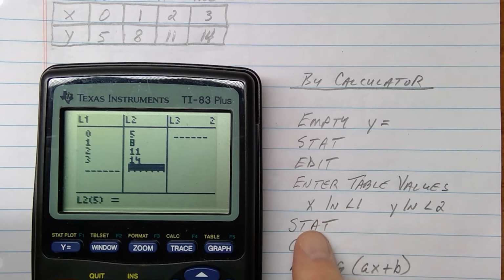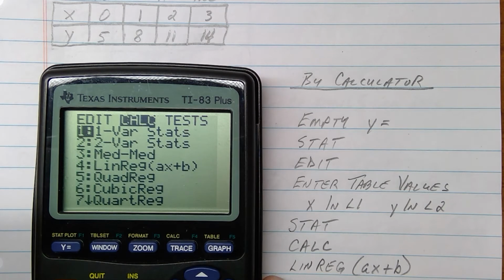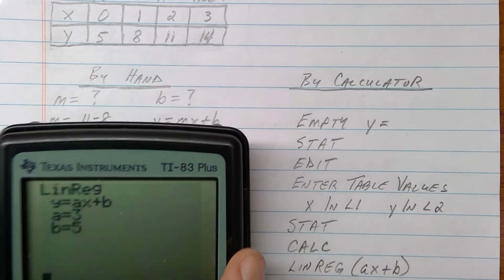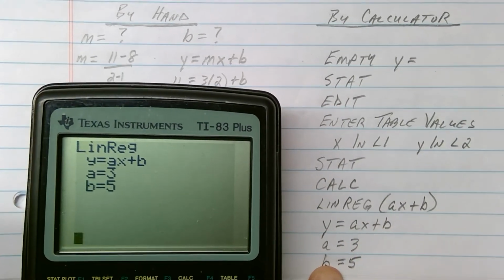So let's go to stat, same place. We're starting over again, stat. Now instead of edit this time, we're going to arrow to the right to calculate. And if you go down to option 4, there's our regression line, ax plus b. I'm going to hit enter. Now I'm on the 83. I'll show you the 84 here in just a second. And I just have to hit enter one more time. And I come up with this table here, this display here.